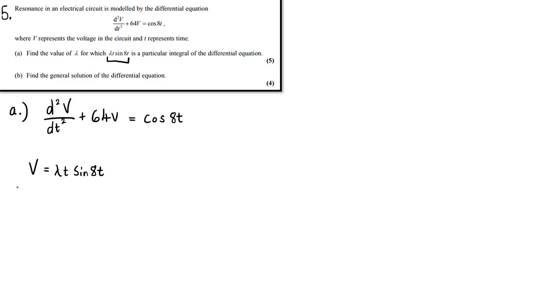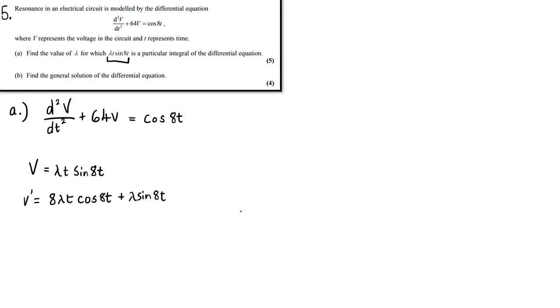So if we find the first derivative here, v prime, what would we get? Well, you'll need to apply the product rule. This differentiation is pretty standard. I'm not going to go into massive amounts of detail to show this. I'll just show the result that you should get here. So if we're differentiating this here using the product rule, then I get 8 lambda t cos 8t, and I get plus lambda sine 8t.